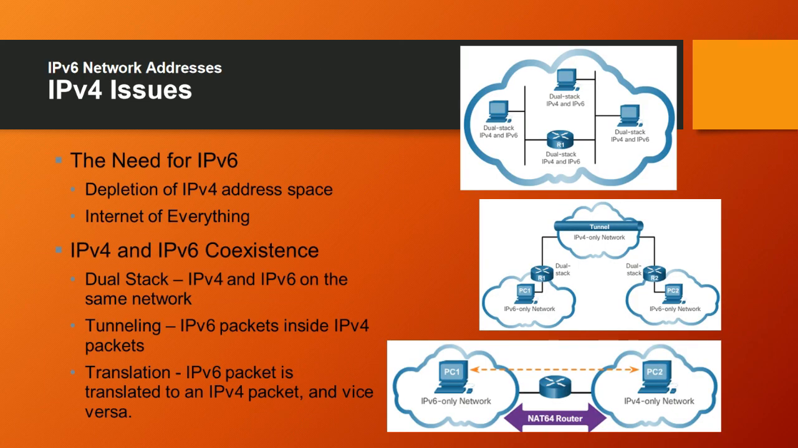IPv4 issues. The need for IPv6: depletion of IPv4 address space and the Internet of Everything. Without IPv6, user experience would eventually be impacted. Programs would begin to slow down and devices would have a hard time communicating with each other, impacting things like internet speed and services like voice over IP and web conferencing.